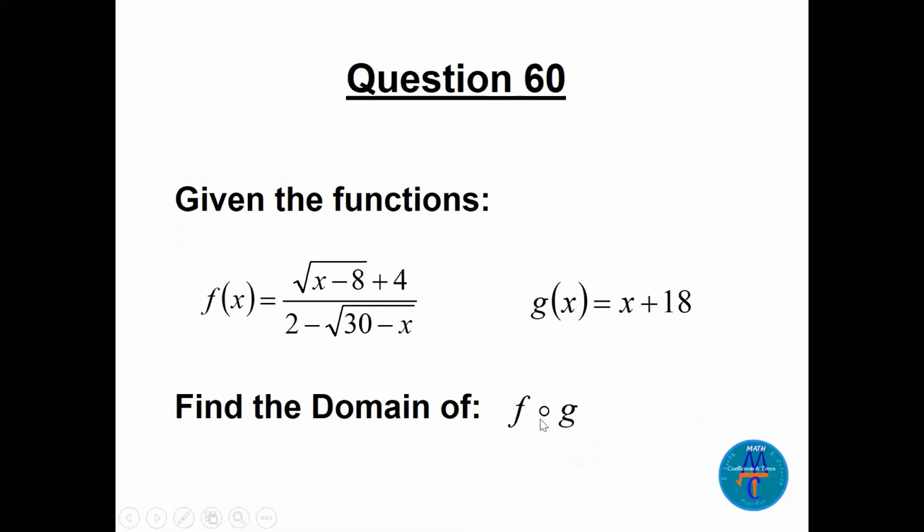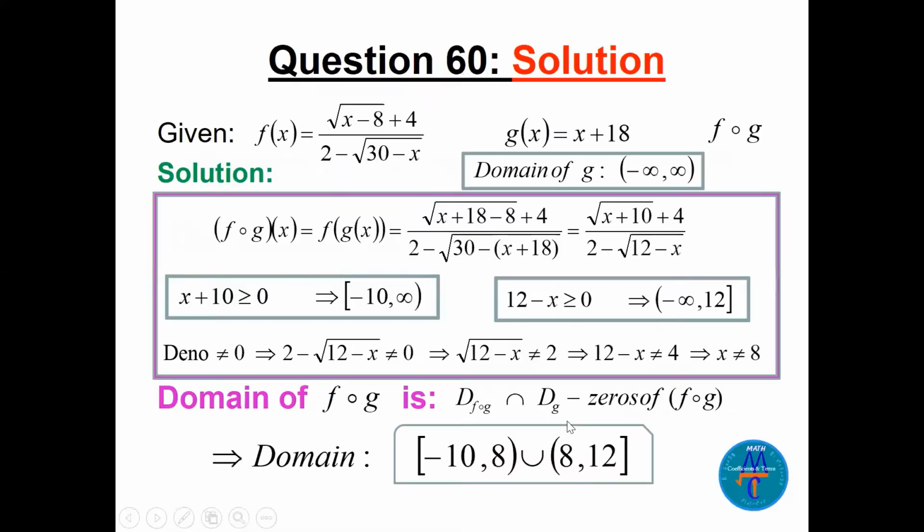We have done similar maybe. So I have to replace all the function g in the f, because f circle g means f of g of x. So I replace g, x plus 18, inside the f. So x plus 18 minus 8, and then 30 minus, there's a bracket, x plus 18. We have this function.